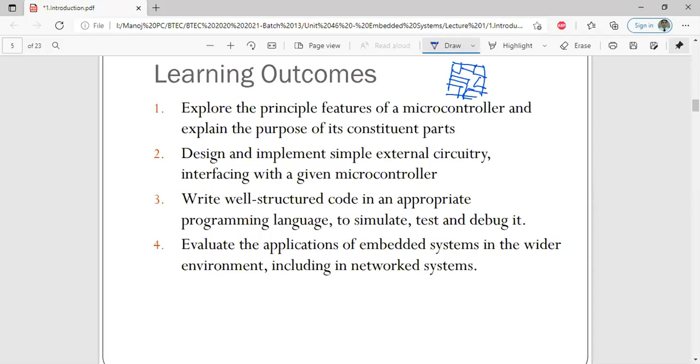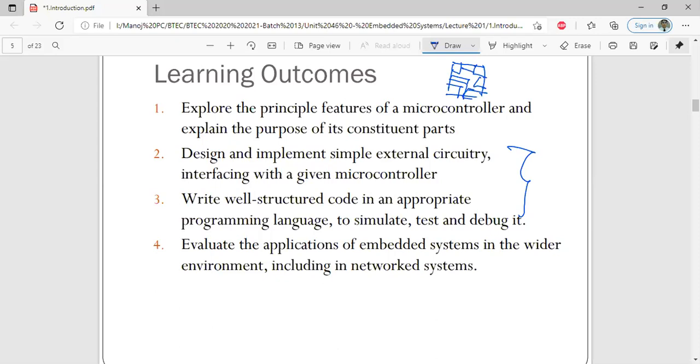Then the next one, design and implement simple external circuitry interfacing with a given microcontroller. So this is the design part, right? Here you have to write well structured code. Learning outcomes 2 and 3 cannot be done separately, because the designing part you can do, but implementing and the simulation part will include the programming, debugging, simulation, testing and everything. Therefore learning outcomes 2 and 3 come together.